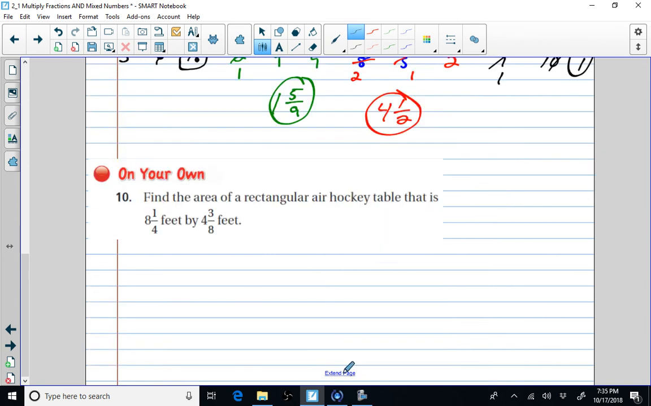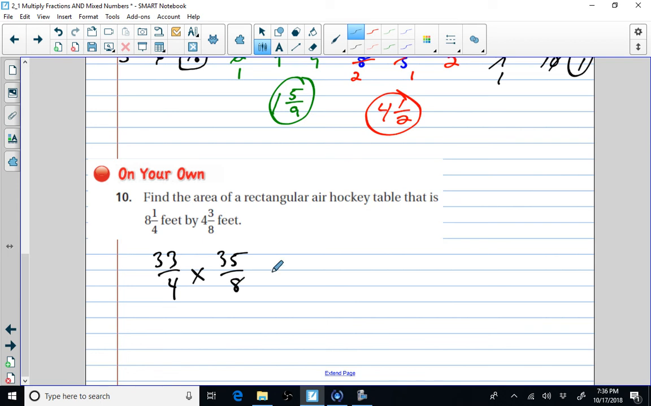Alright? We're going to finish up with a word problem here. Find the area of a rectangular air hockey table that measures 8 1/4 feet by 4 3/8 feet. We know when we find area it is going to be equal to the length times the width, so we have to multiply these two mixed numbers together. So 8 1/4, I rewrite that as an improper fraction. 4 times 8 is 32, plus 1 is 33, that's going to be over 4. 4 times 8 is 32, plus 3 is 35, that's going to be over 8.